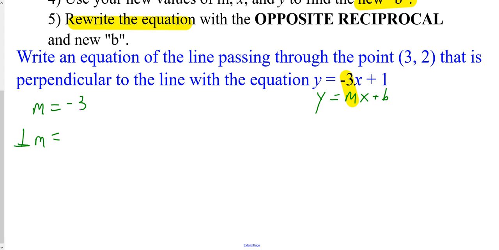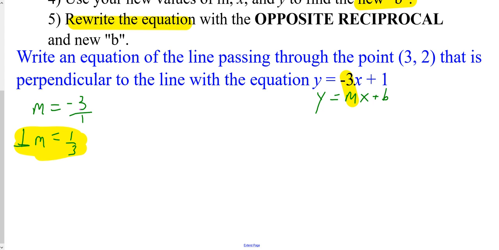Then our perpendicular slope would need to take the reciprocal and do the opposite. So as a fraction, that's -3/1. So the reciprocal would be -1/3, but then I do the opposite of it, so it becomes +1/3. So that's the slope I'm going to use, +1/3.